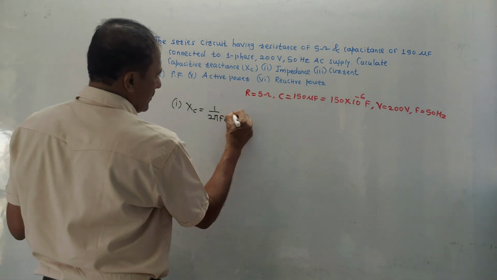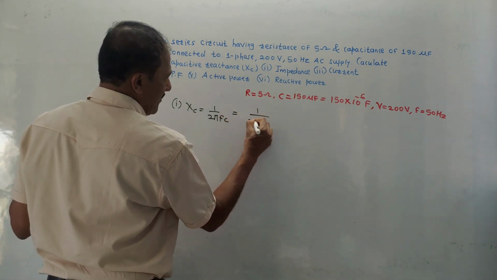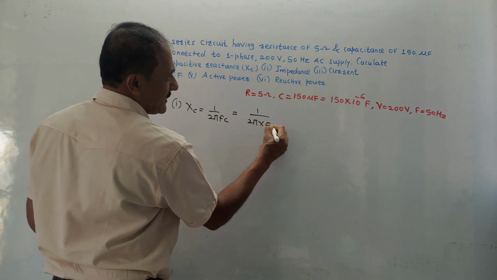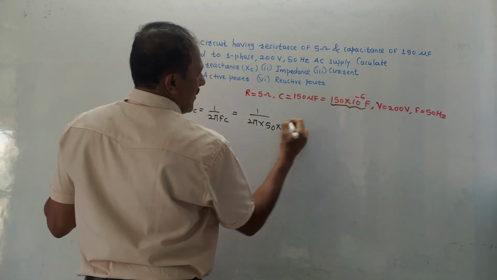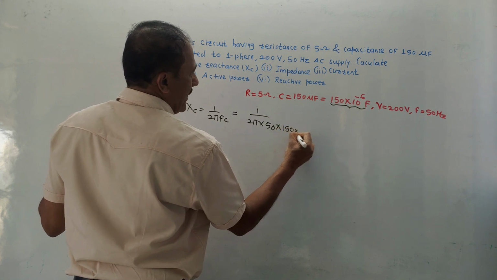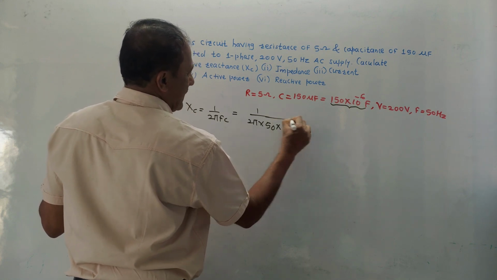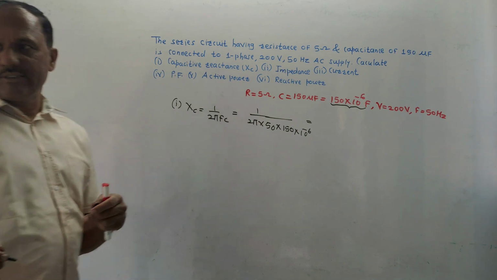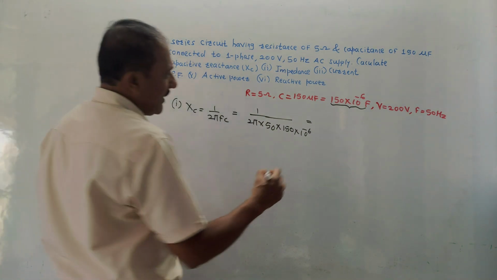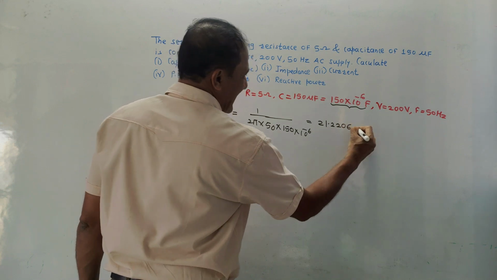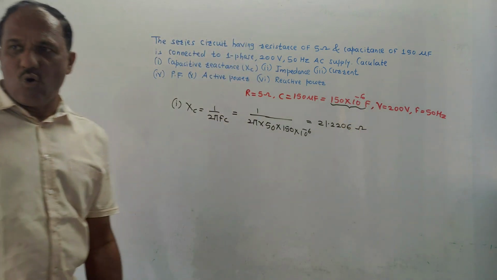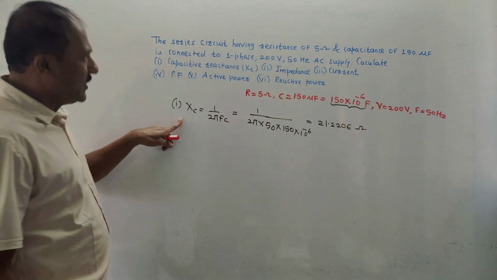So simply you have to put the values. So it is 1 by 2 pi, f is 50 hertz, which is given in the question, into C. C is 150 into 10 raised to minus 6. If you do this calculation on the calculator, this value will be 21.2206. Since it is reactance, its unit is ohm. This is the calculation of the first part.